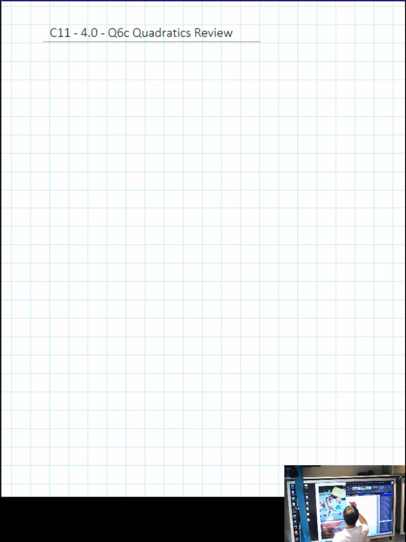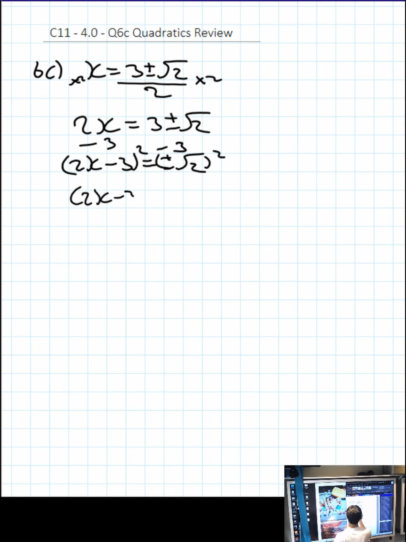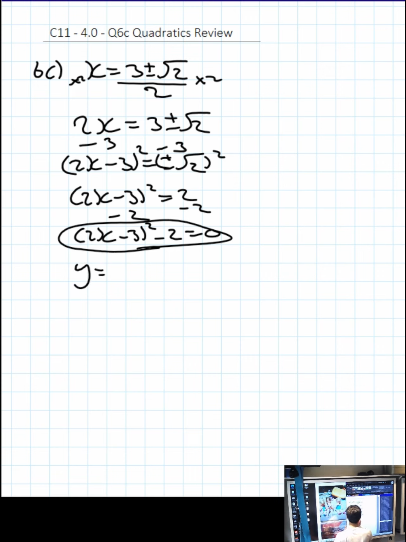Okay, we have 6c. X equals 3 plus minus root 2 all over 2. Perfect. So we need to clean this thing up by timesing both sides by 2. So on the right-hand side, times 2. On the left-hand side, 2 times. So we'll have 2x equals 3 plus minus root 2. We'll minus 3 from both sides. We'll have 2x minus 3 equals plus minus root 2. Then we'll square both sides. Brackets around the left-hand side squared. Brackets around the right-hand side squared. And we'll get 2x minus 3 all squared equals 2. Then we'll minus 2 from both sides, and we'll get 2x minus 3 all squared, minus 2 equals 0, and then circle our answer, and then also say y equals that function. So y equals 2x minus 3, close bracket, squared, minus 2. Great.